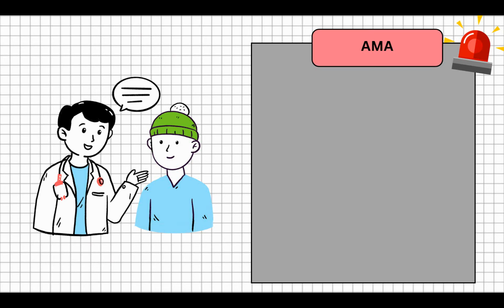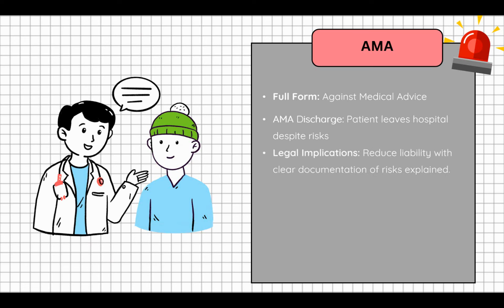The next abbreviation is AMA. AMA stands for Against Medical Advice. AMA is usually written on the patient discharge summaries, in which the patient leaves the hospital despite risks. Legal implication: it reduces liability with clear documentation of risk explained. For example, the patient with chest pain left AMA after refusing further cardiac workup.